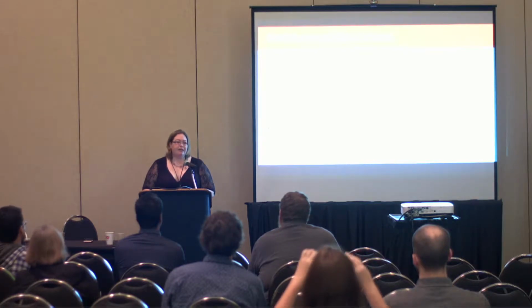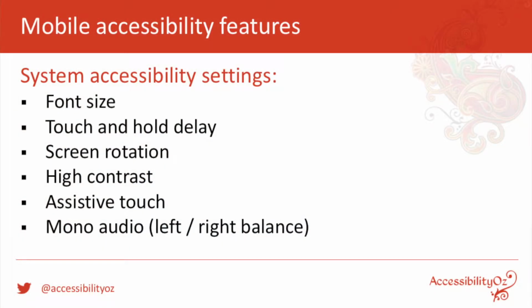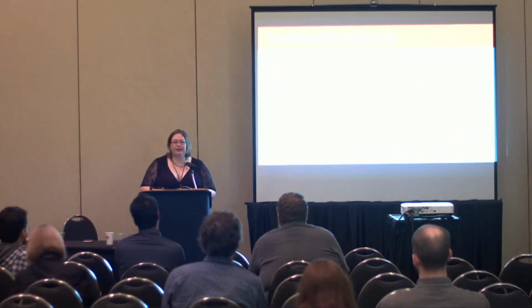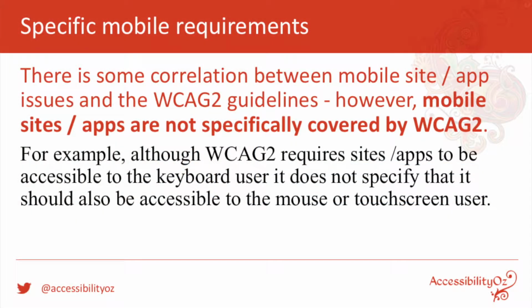There are a bunch of system accessibility settings that you can modify in your settings section, including font size, touch and hold delay, screen rotation, high contrast, assisted touch, and mono audio. So when it comes to accessibility on mobile, there is actually some correlation between mobile site and app accessibility and website accessibility. And website accessibility is addressed by following the Web Content Accessibility Guidelines. However, because WCAG 2, which is the Web Content Accessibility Guidelines, was released in 2008, it was before we had basically the mobile web, which we have now.